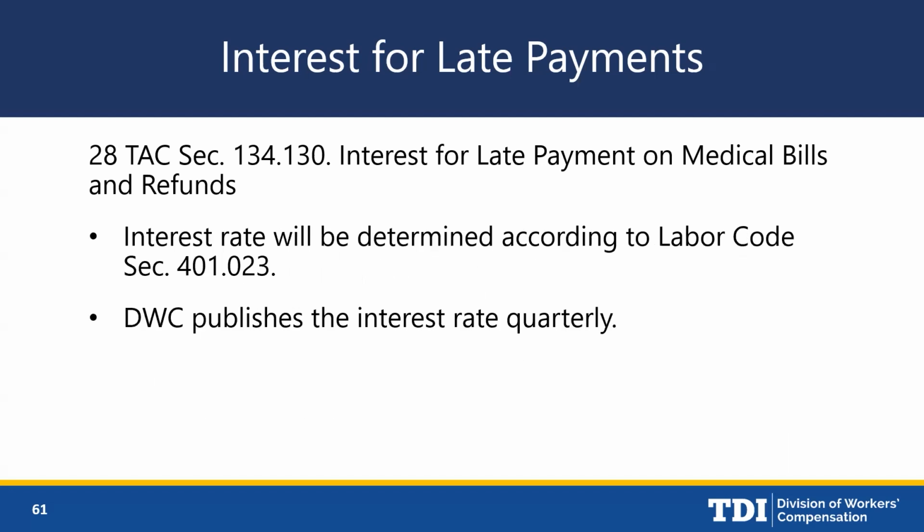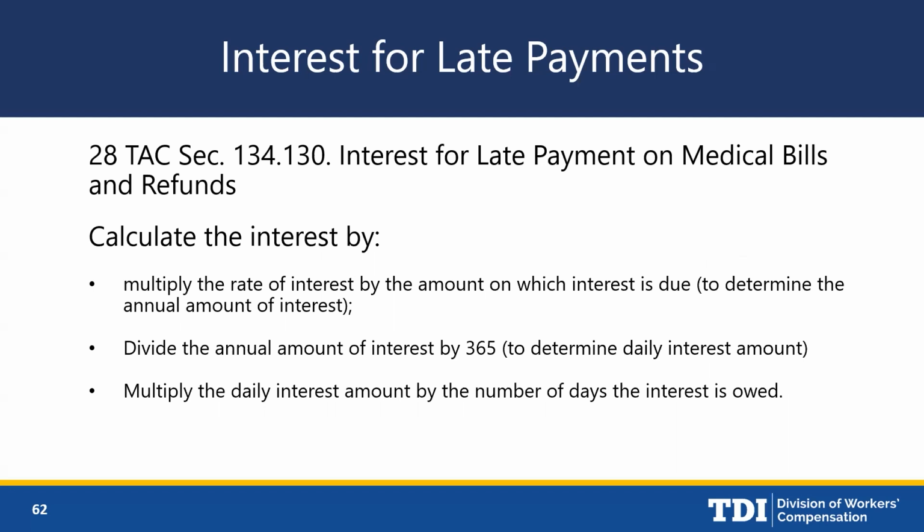The interest rate, the percentage, if you will, is determined according to the Labor Code 401.023. And we publish those interest rates quarterly. How to calculate the interest? You're going to multiply the interest rate by the amount that's due to determine the annual amount of interest. Divide the annual amount by 365, which is how many days in a year, to determine the daily interest amount, and then multiply that daily interest amount by the number of days the interest is owed.